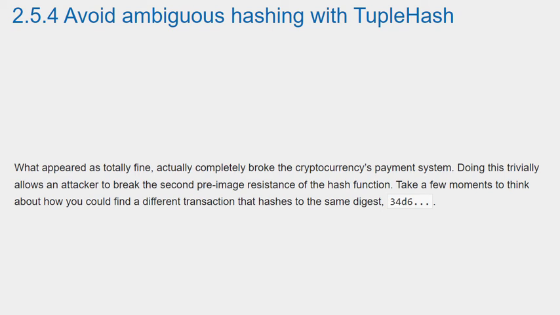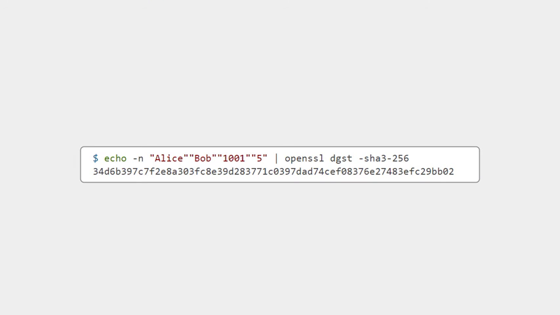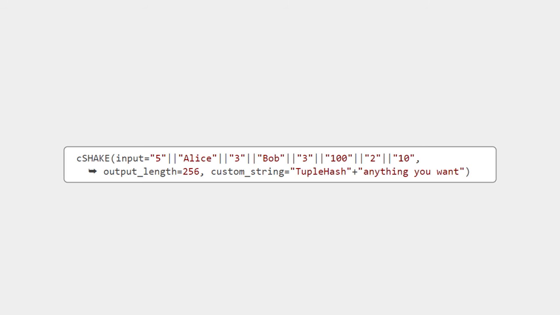Take a few moments to think about how you could find a different transaction that hashes to the same digest. What happens if we move one digit from the fee field to the amount field? One can see that the following transaction hashes to the same digest Alice signed. And thus, an MITM attacker who would want Bob to receive a bit more money would be able to modify the transaction without invalidating the signature.